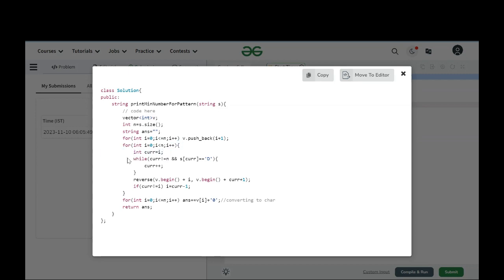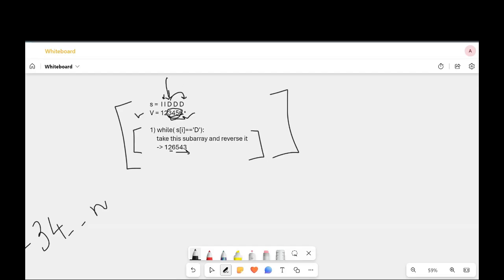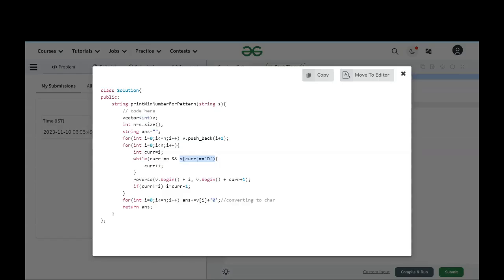Take the current as I, and till the time my current is not reaching the end of the index values and s[current] is equal to D. Okay, so this is the case where we are getting the D values. So in that case, what we have to do is select that particular substring, reverse it, and then add it to my answer variable, right? So till the time we have a D, I will do current plus plus, so that we can consider that particular substring, and from there we just reverse that particular substring, and if current is not equal to I, then I should be equal to current minus 1. That is, we are updating the current index.